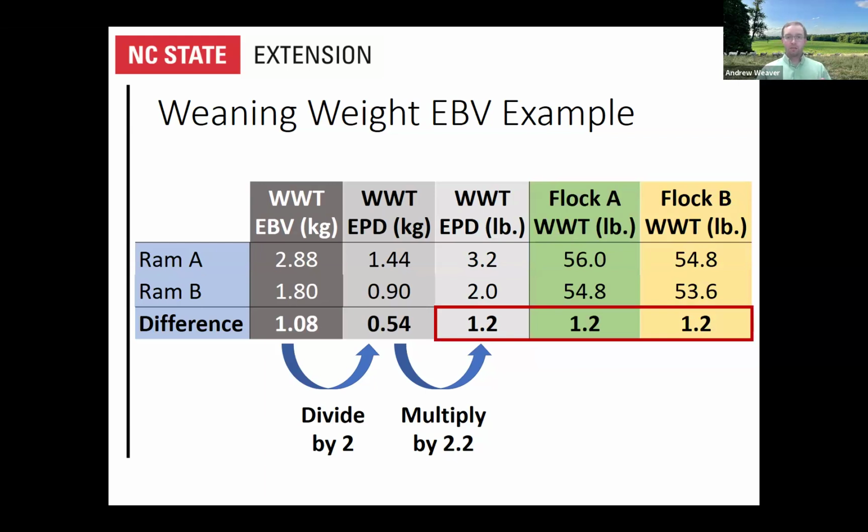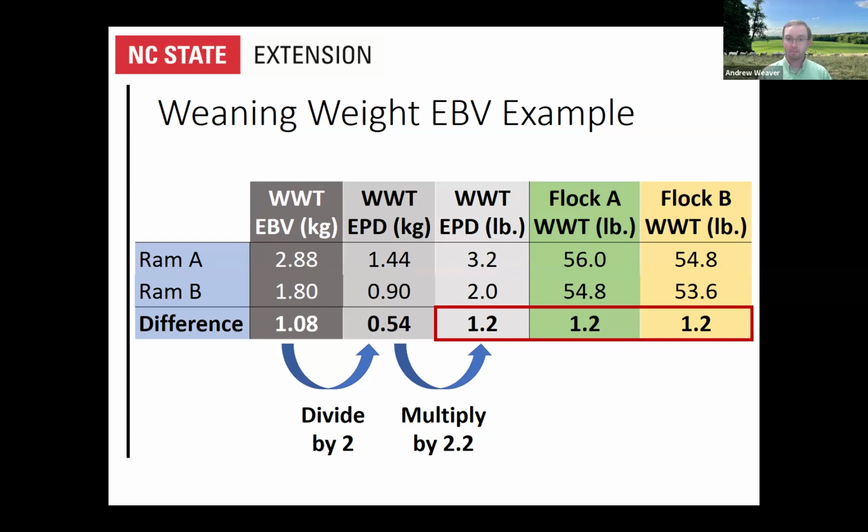We breed these two rams in each one of these flocks. We develop those lambs, we get them weaned, we take some weaning weights, and we start comparing those weaning weights. In flock A, the weaning weights of the progeny of Ram A average 56 pounds. The progeny of Ram B average 54.8 pounds. Notice the difference there being 1.2 pounds, just like we predicted based on the EPD.